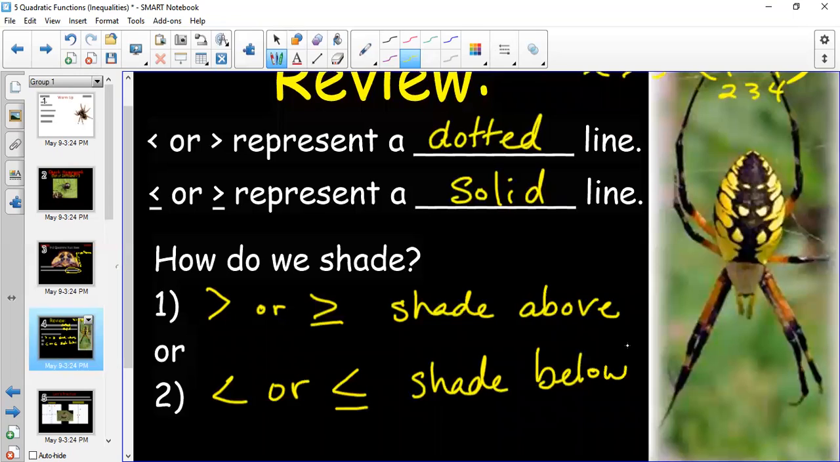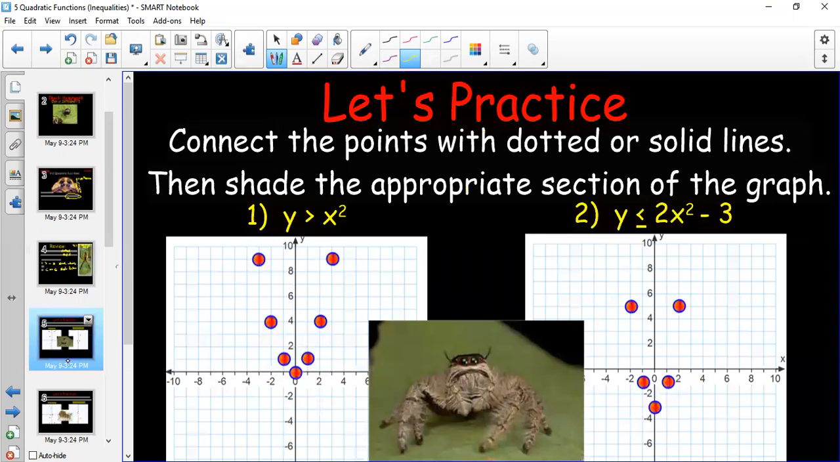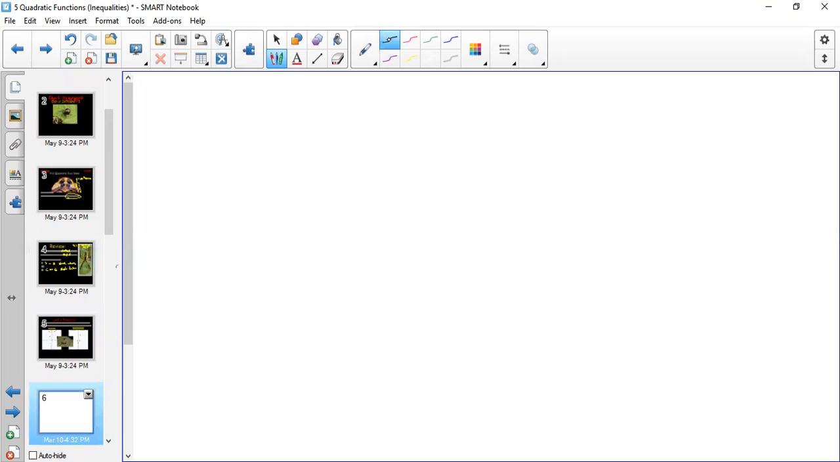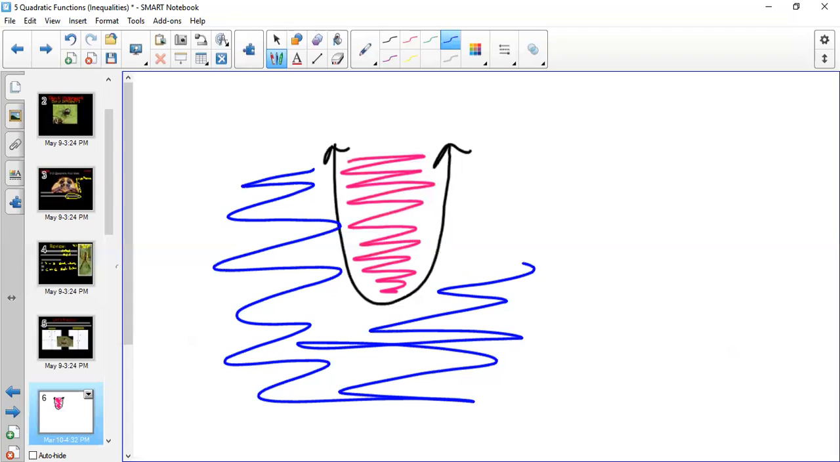Now that was with lines, linear functions. We're going to talk about what this looks like now with quadratic equations. So this dotted and solid are still going to apply. It's going to be more the shading that might be a little bit different. When we shade, I'm going to do a side note here. When we shade a parabola, we only have 2 options. We're either going to shade inside the parabola, or we're going to shade everything on the outside.